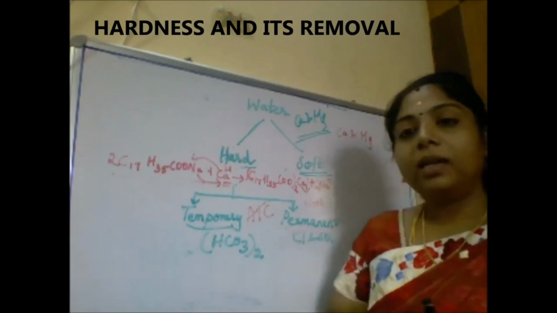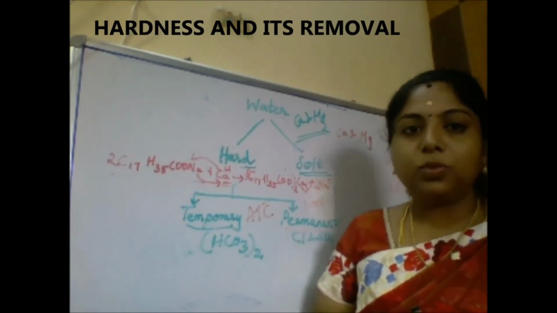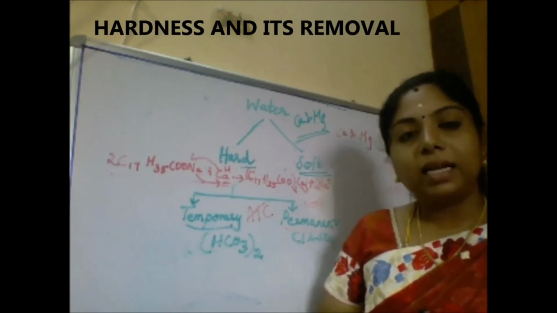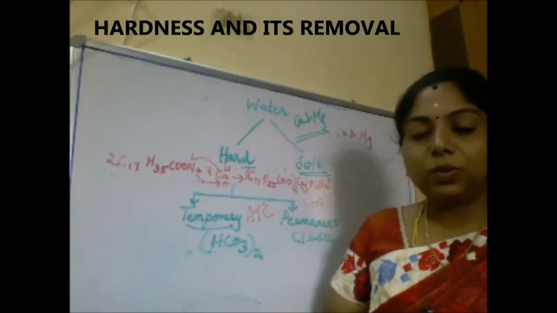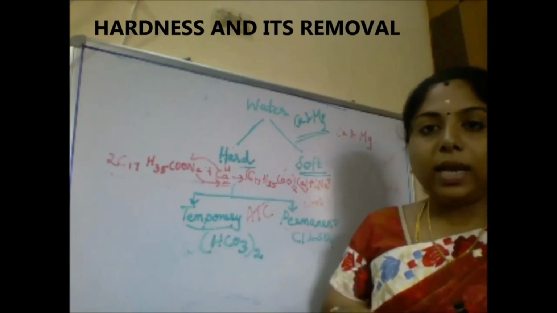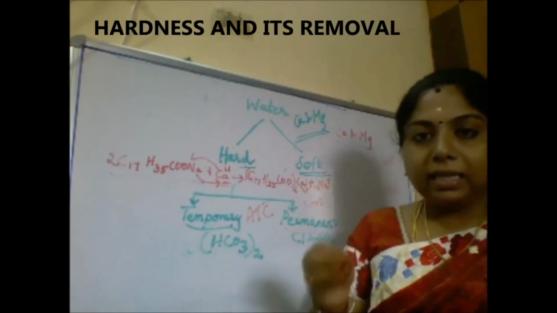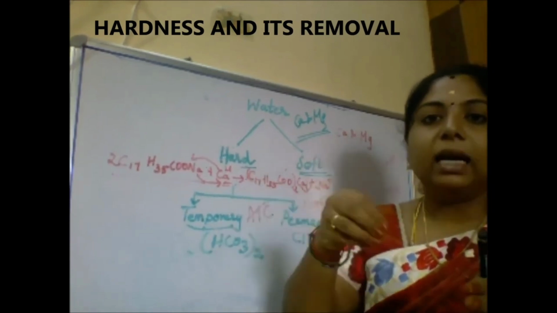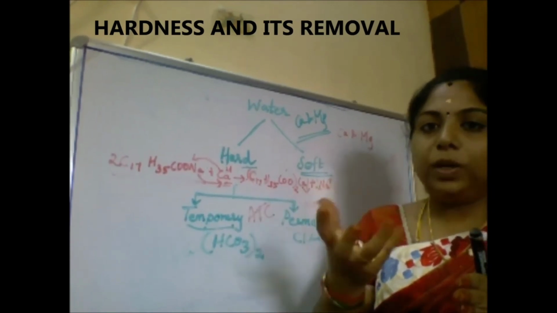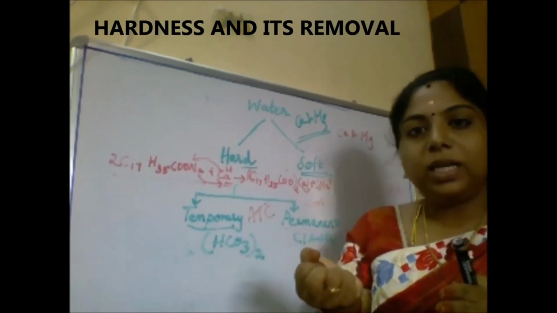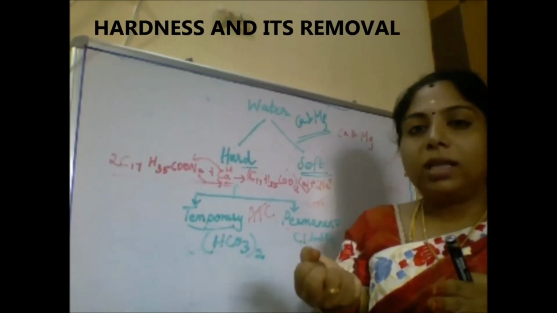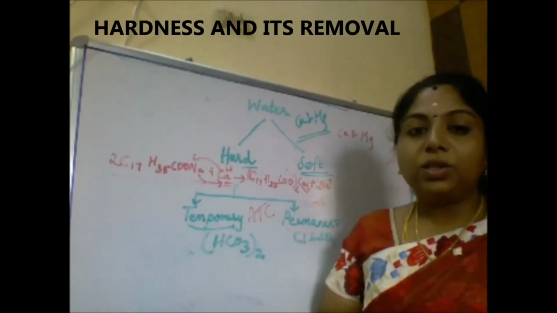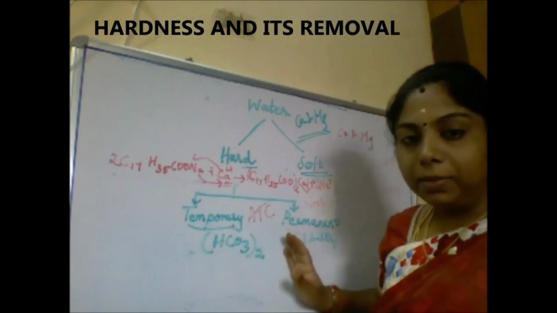And coming to permanent hardness, it is removed by two methods. One is soda lime. By means of adding the soda lime, we can remove the permanent hardness. And the next one is adding zeolite. Zeolite is like a bed-like structure, that is the sodium zeolite, Na2Ze. When we add hard water into it, it will absorb all the hardness producing calcium and magnesium ions. For that, it will replace the sodium ion. So these are the two methods used for removing the permanent hardness.